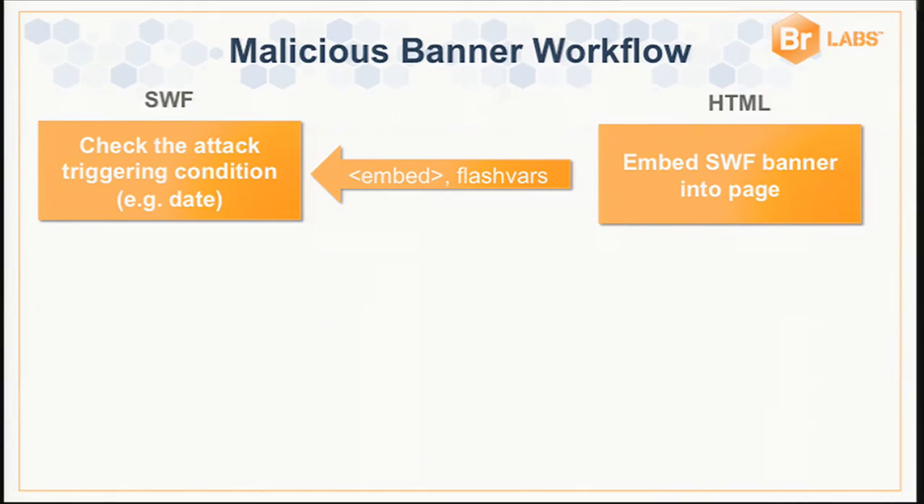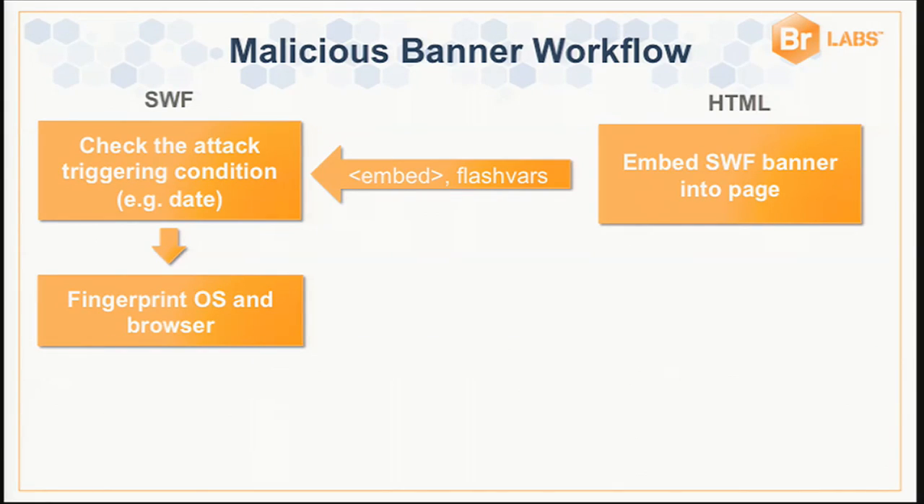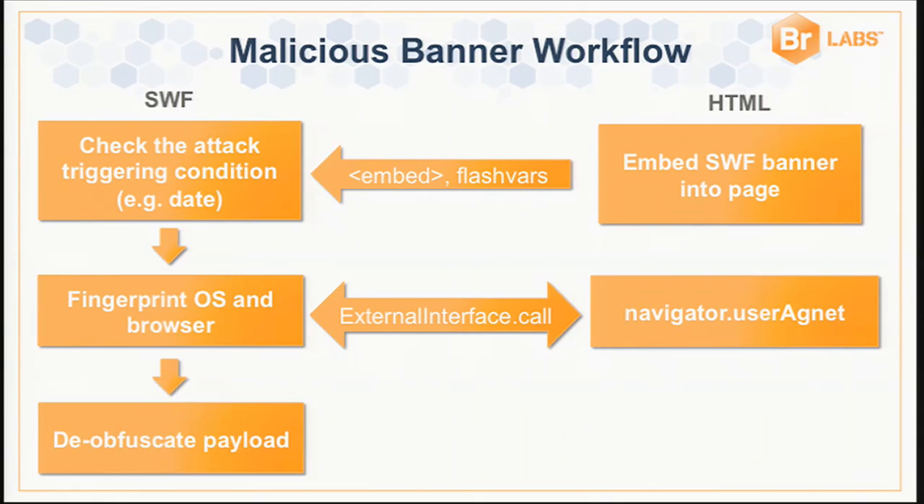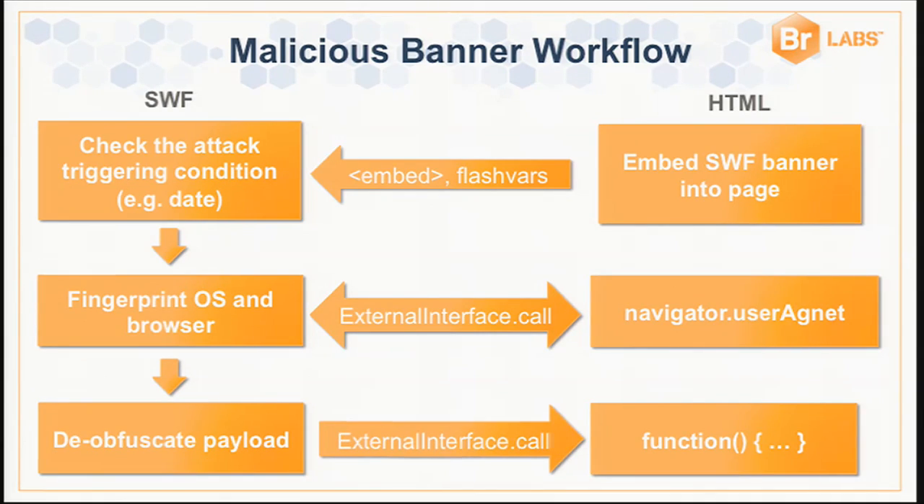So the first thing a malicious Flash banner would do is check the attack triggering condition. It might be a date, it might be a time, it might be a URL that was submitted from HTML. Then it tries to fingerprint the operating system and the browser, and it's usually done via an external interface call to JavaScript's navigator and its user agent property. And finally, it deobfuscates the payload and launches the JavaScript code.